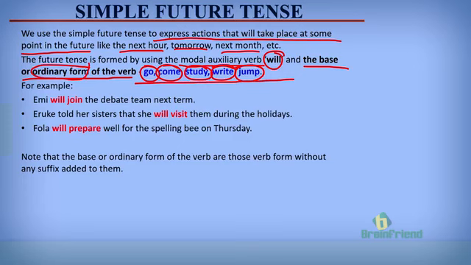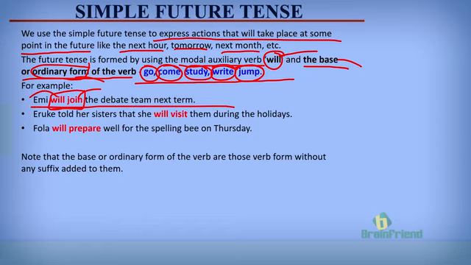So we form the simple future tense with the modal auxiliary verb will and the base or ordinary form of the verb. Now let's take some examples. Amy will join the debate team next term. If you look at these words in red, you find the modal auxiliary verb will, and then you find the verb join in its base form. Now, this sentence is expressed in the simple future tense.